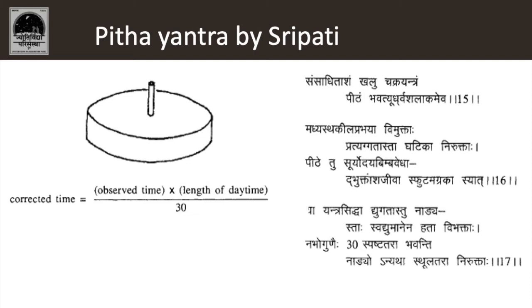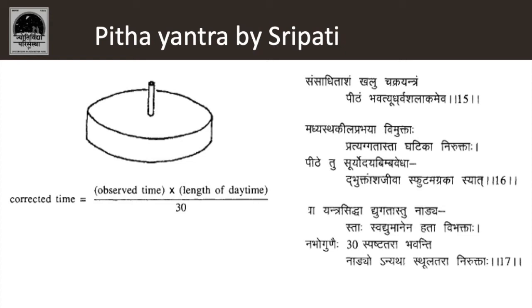So this is a lesser accurate instrument, but still it can help you to determine the time, which is why there is a method which is used to determine the corrected time. This does not give you the exact time, which is why you have to apply a correction, and that is given in the formula below. The corrected time is the observed time, which is taken from this instrument, into length of the daytime divided by 30.